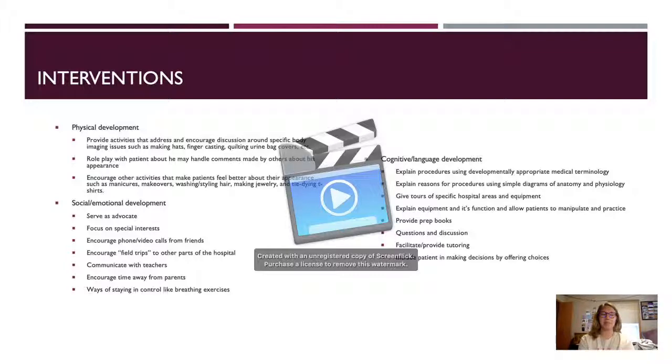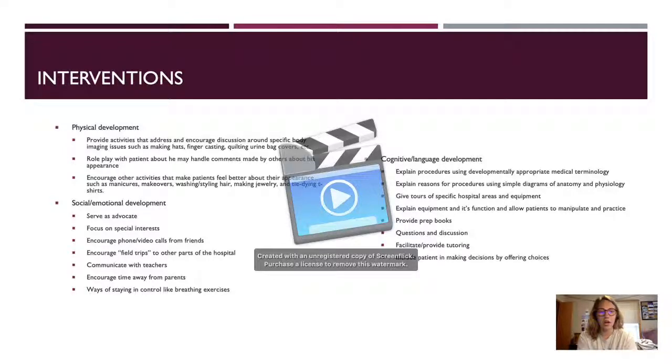Encourage other activities that make patients feel better about their appearance, such as manicures, makeovers, washing and styling hair, making jewelry, and tie-dyeing t-shirts. This description seems geared toward girls, so for boys, it is just seeing what this patient really values about their body image and how to make them feel better about that.